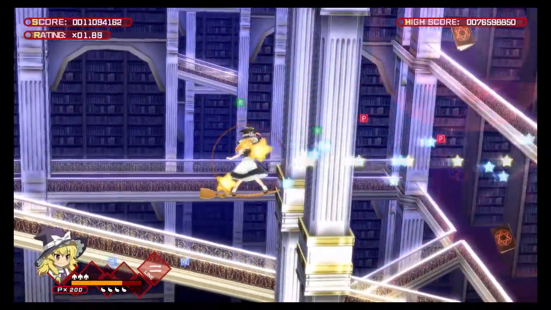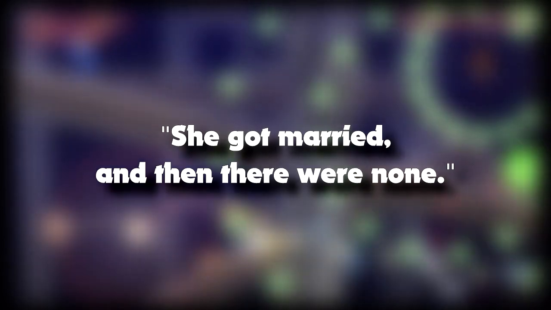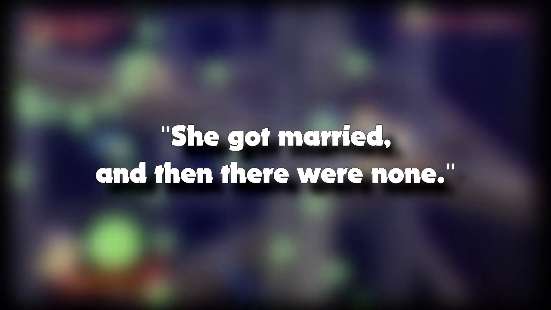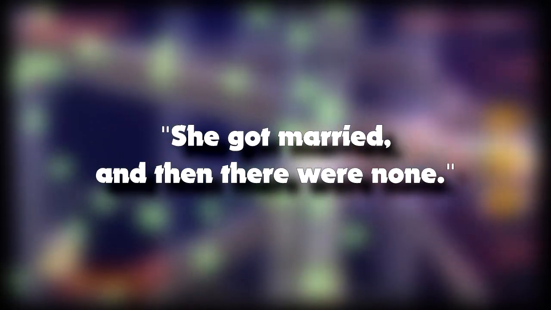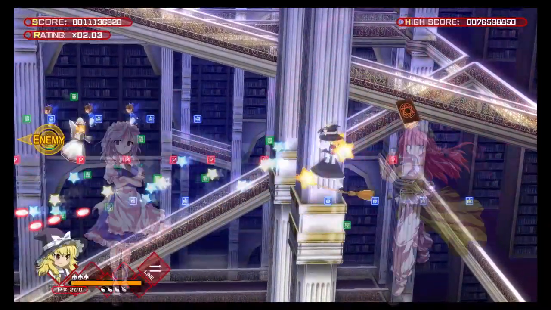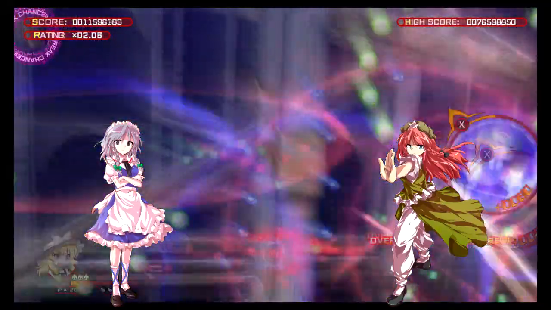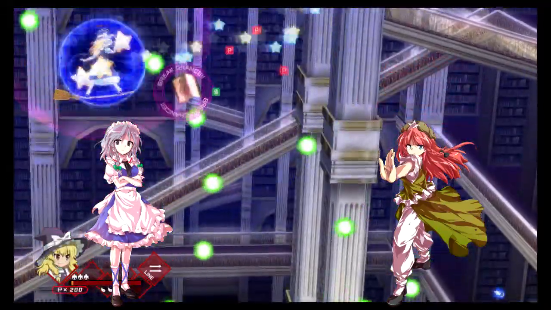When Marisa asks Flandre, why don't you do as the real song says, she isn't actually referring to the line she said earlier. Instead, she comes up with her own line. She got married, and then there were none. The talk between Marisa and Flandre with the poem lines could totally just be a joke. Also, where would the other mansion guests be during And Then There Were None? Did they just hide away while the book takes place?